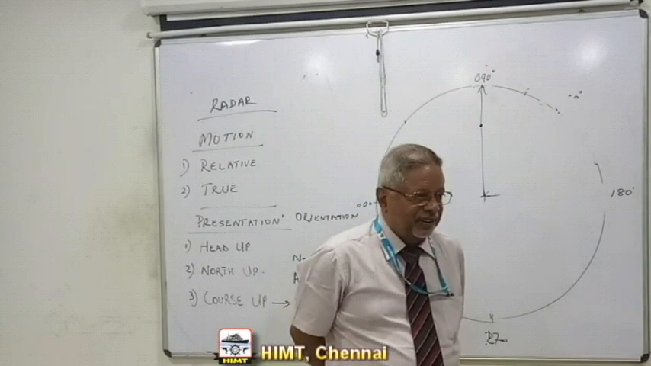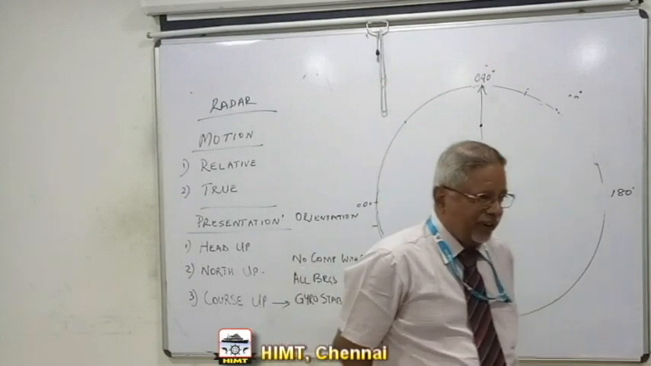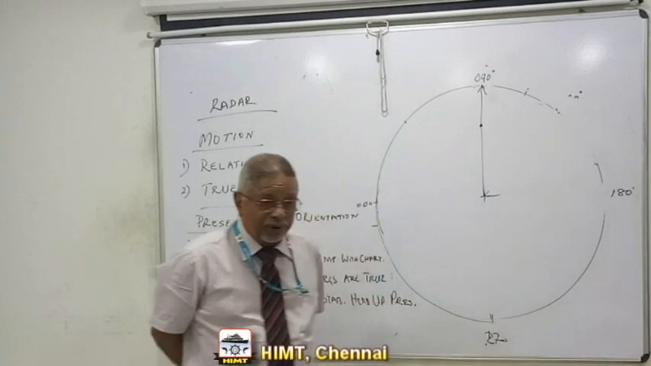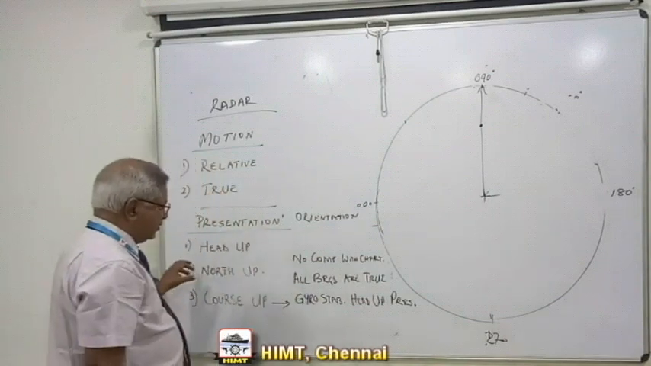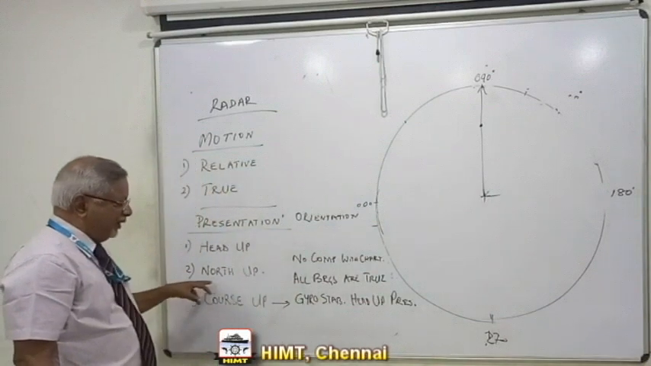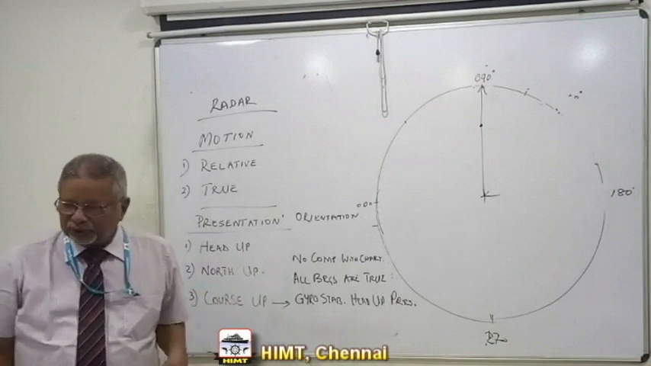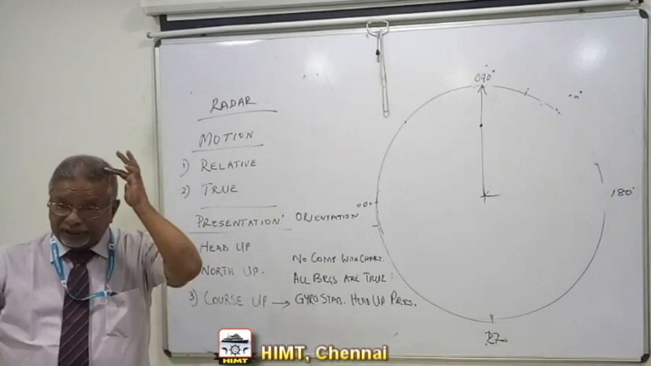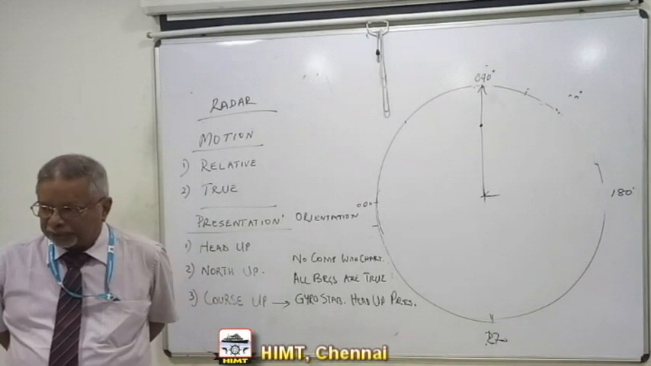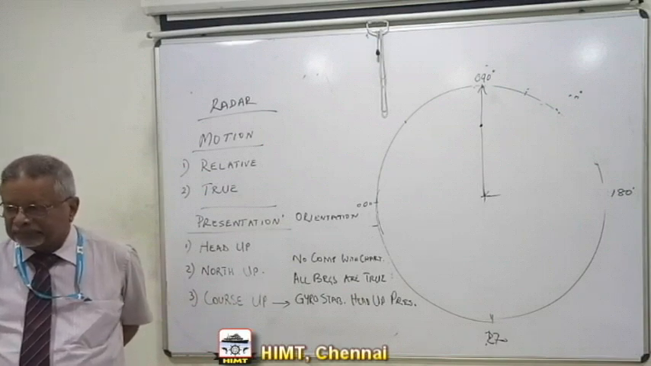The rest of the things are the same. Orientation is there. Bearings here are all true, like this is a combination of head-up and north-up. In the north-up, all bearings are true. Here also all bearings are true. But no comparison with the chart possible. Clear?